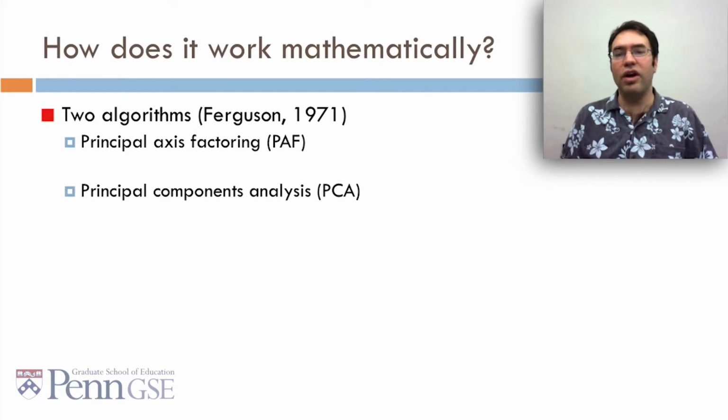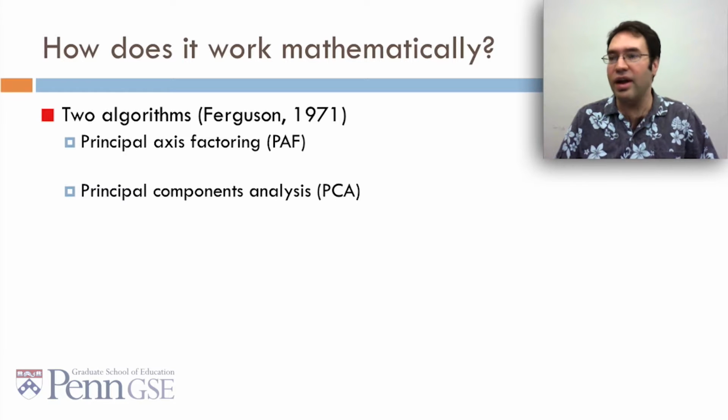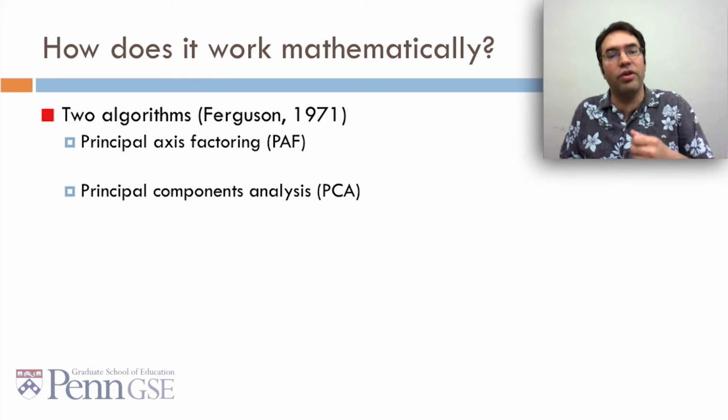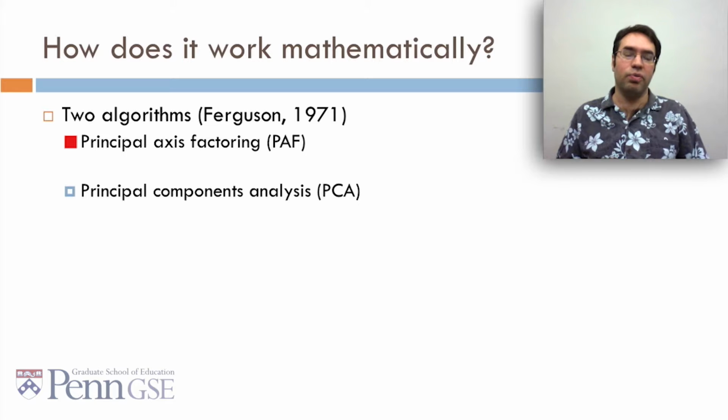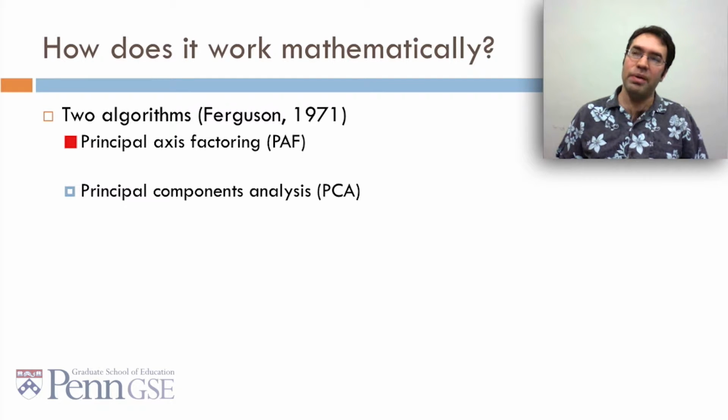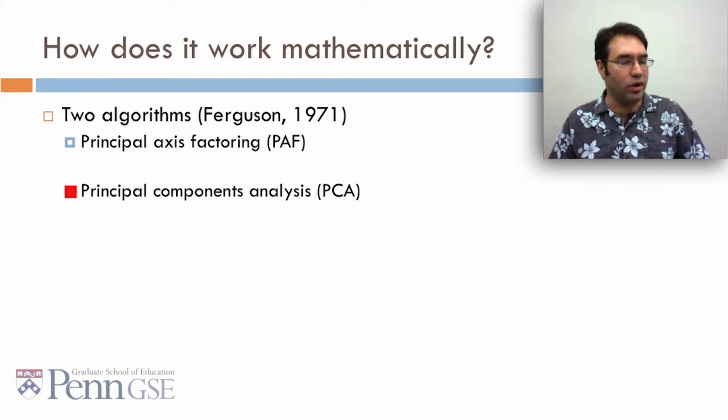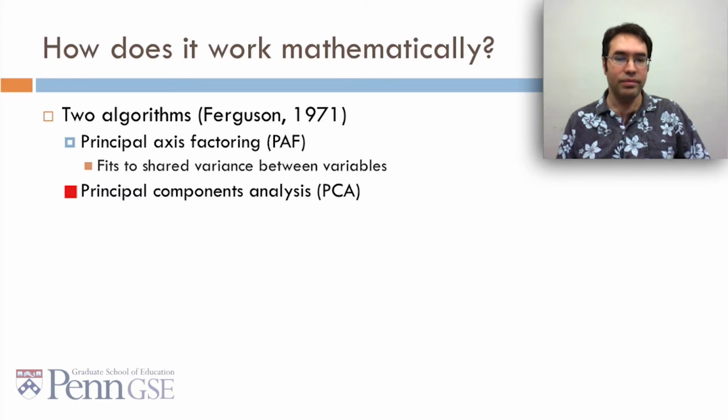So, okay, how does factor analysis work mathematically? How do we get these factors? Well, there are 2 algorithms. The first one is principal axis factoring, which some people rather confusingly just call factor analysis. And there's principal component analysis, PCA.